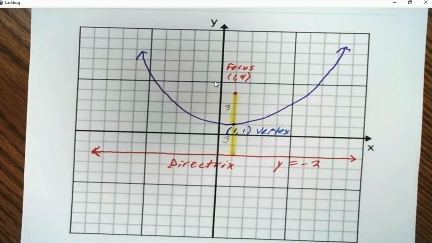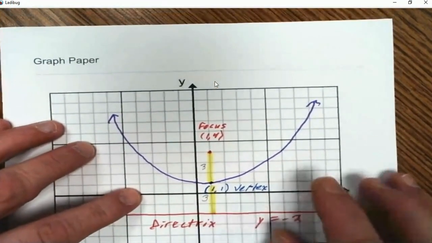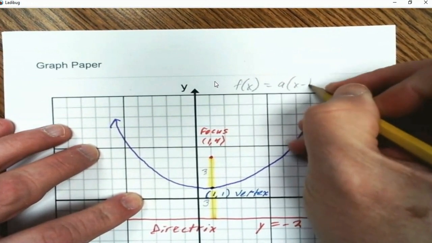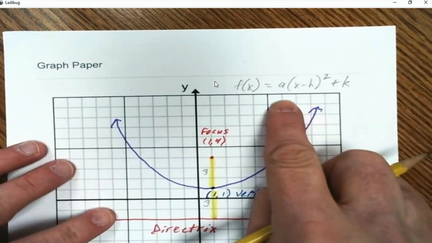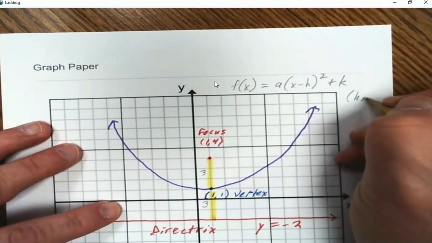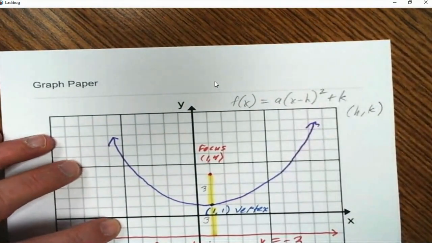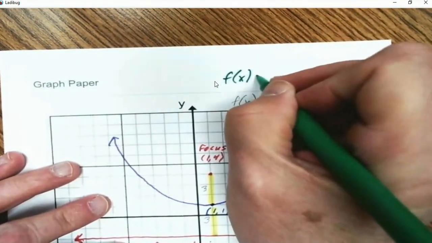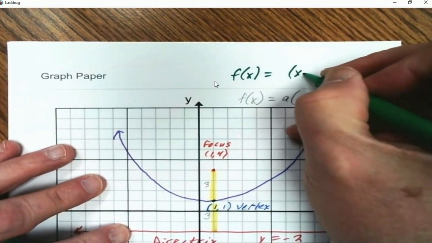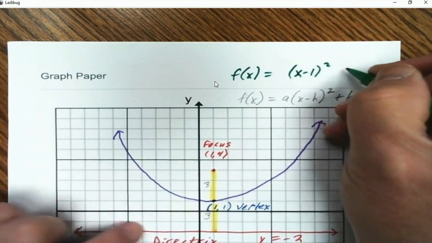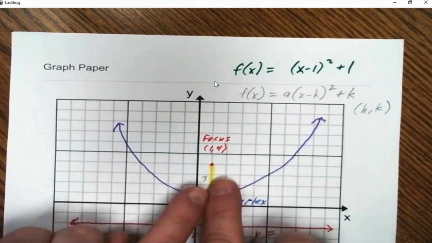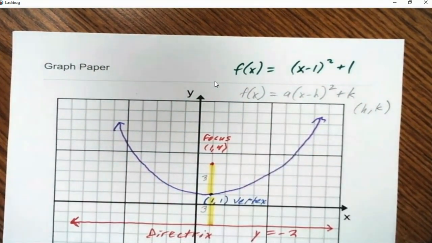First thing, we know the vertex, right? And so we know f of x equals a times x minus h squared plus k. That's the vertex form of a quadratic equation, right? And we know the vertex is located at (h, k). So we can write this equation, f of x equals, we don't know what a is at this point, but we know that the vertex is at (1, 1). So this is x minus 1 squared, and that's plus 1. So this is close. This will get us the parabola that has the right vertex. We just don't know how wide this parabola is, right? So we don't know what a is, but there's a way to find out.